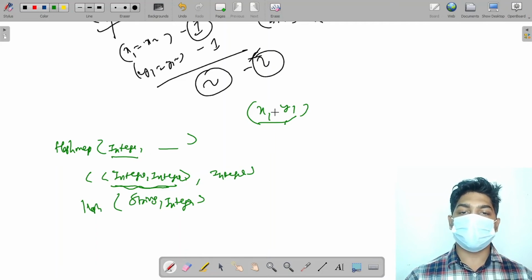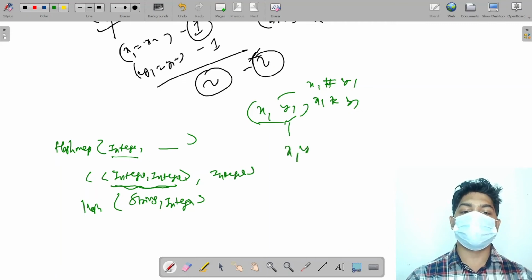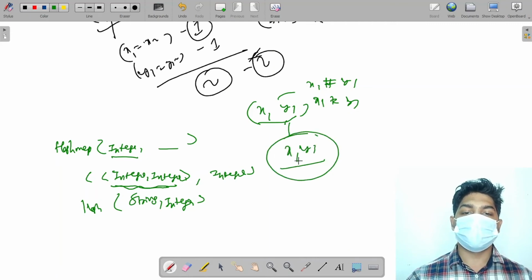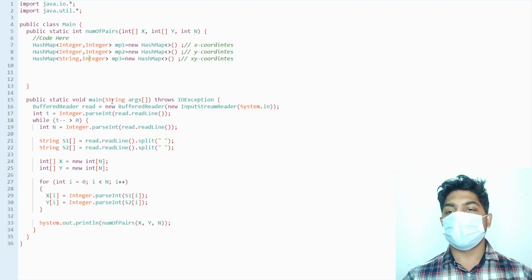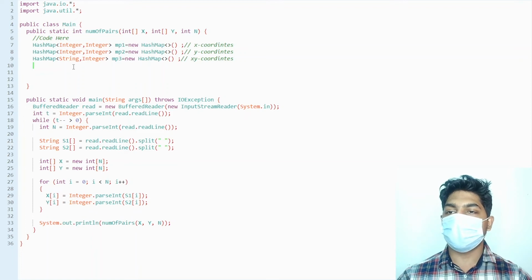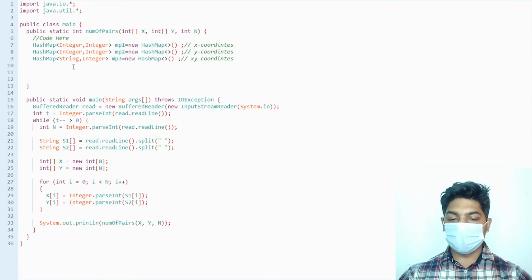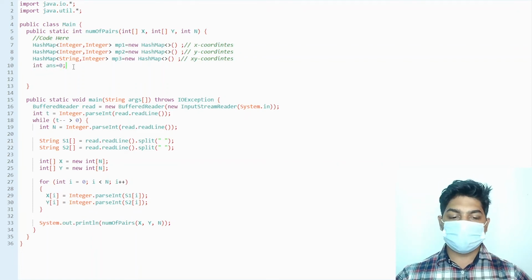So we can convert this pair into a string. We can store it like x1 hash y1 or x1 star y1. Any combination will work. Here I will simply convert them into a string of x1 y1, and I will use it for storing in my hash map. That's why I have made the hash map of string. Now let's make a variable answer equals to 0.